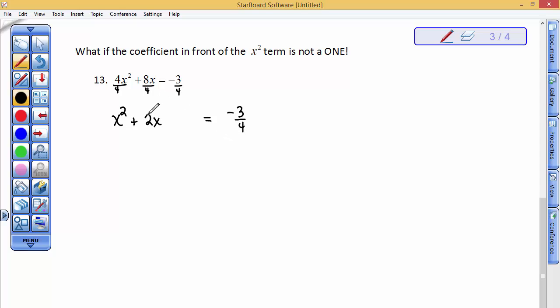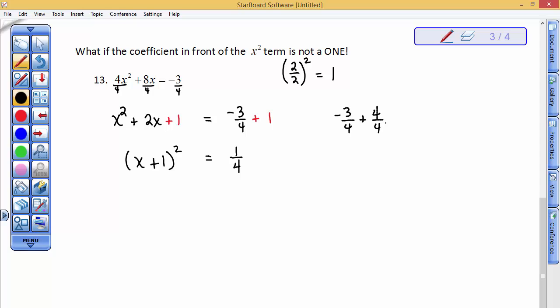I'm ready now. So now I take the b value, I cut it in half, I get 1. So this is going to factor into x plus 1, that quantity squared. But that 1 squared also happens to be a 1. So I'm going to add 1 here and add 1 there. A -3/4 and then add 1. Can you see that that would be a +1/4? If not, take a -3/4 and add 4 over 4, because 4 over 4 is the number 1. And now you can add these because they have a common denominator, and a -3 plus 4 is 1/4. And then let's take the square root of both sides.